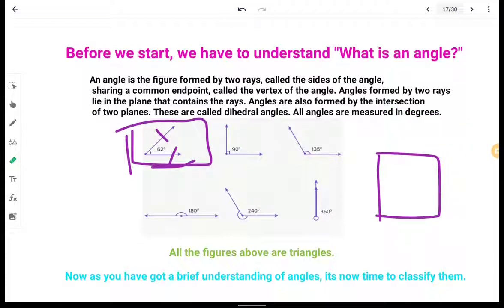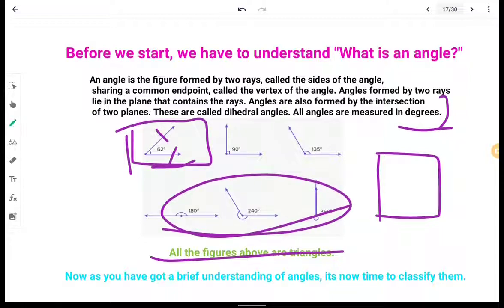So all angles are measured in degrees. The degrees don't mean this. Please don't confuse these mathematical degrees with the science degrees. In science you also have degrees for temperature, like today is 18 degrees Celsius or something. Those degrees measure temperature, but these degrees measure angles, so they are different. You can see the figures above are all angles.